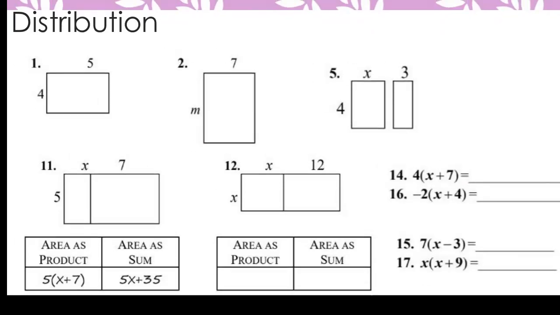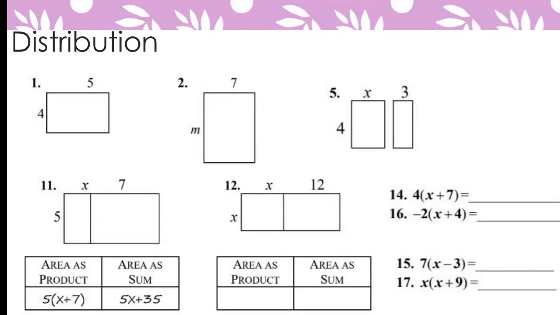So we have lots of rectangles here. Okay, so we're doing this and doing the distributive property. We're going to be doing it by finding area. So when you think of the area of a rectangle, go back in your brain. What is the formula for the area of a rectangle?